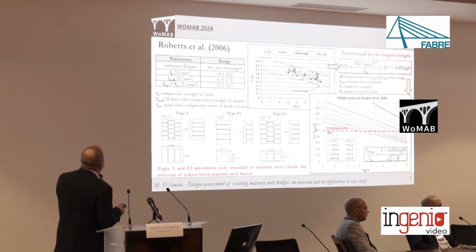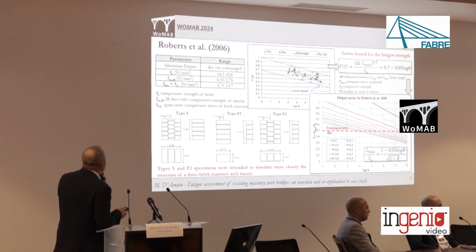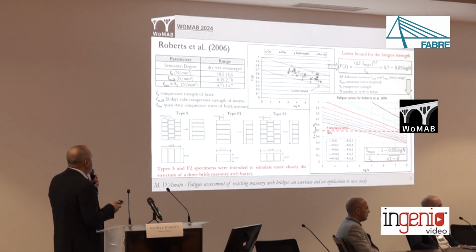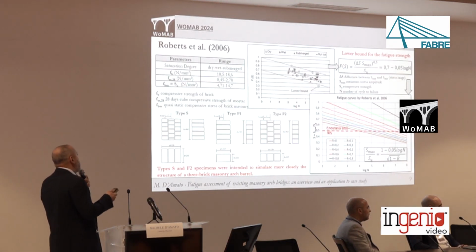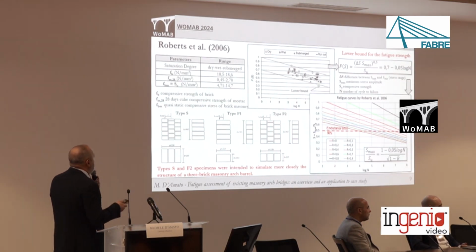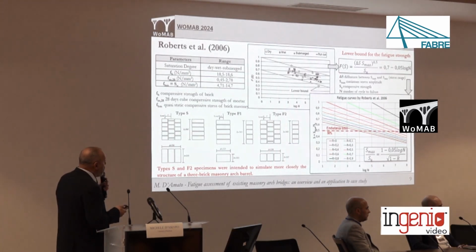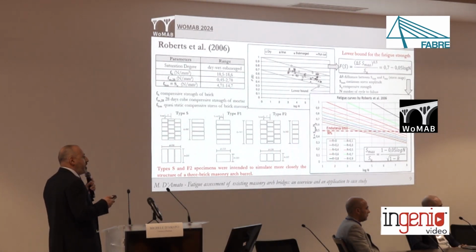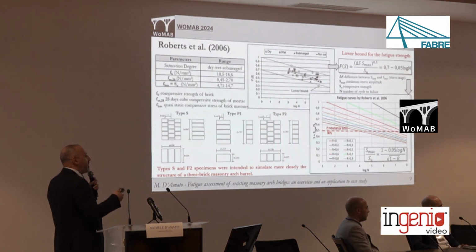Instead, a more extensive formulation was proposed by Roberts, starting from a different experimental campaign in which several types of masonry specimens were tested, considering also eccentrically loaded specimens to take into account the case of masonry arches. They proposed a more extensive stress life curve, including the R ratio, that is the ratio between the minimum and maximum stress imposed during the alternating load.